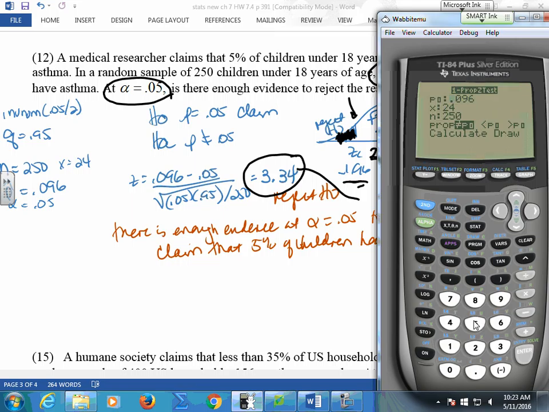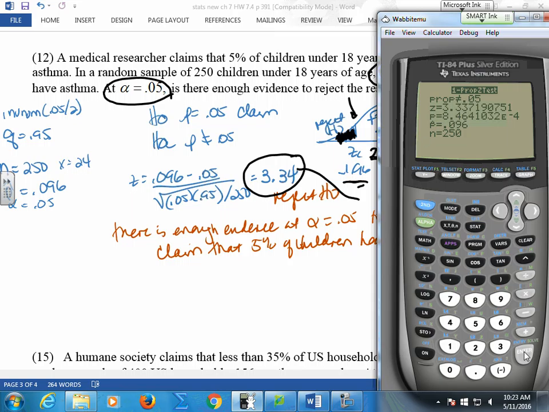Oh, 96, 24. It's not 0.96. 0.05. Oh, 0.05. Thank you. 0.05. Hopefully that will make a difference. There it goes. Now, I want y'all to look at this.